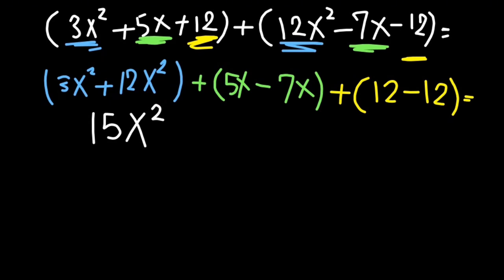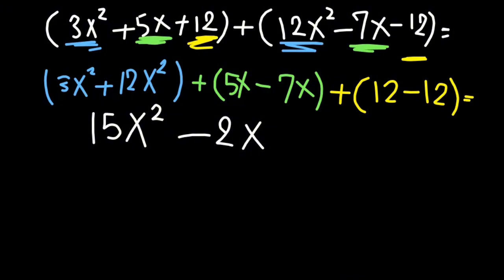Now, plus. Here we have 5x minus 7x. As we know, when we add integers with different signs, we say different signs, subtract. So instead of writing positive or plus, I'm going to put minus 2x, because we choose the greater sign and subtract.